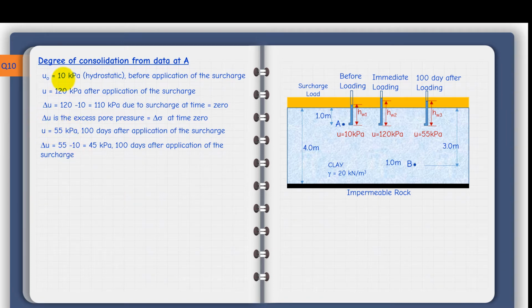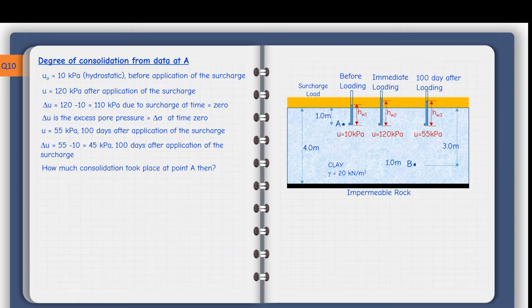So it's 55. Remember, we have a reference pressure here, 10 kPa. So the excess pore pressure is 55 minus 10. That's 45 kPa. Now I have several pieces of information. The excess pore pressure before anything was done is 0. And then the excess pore pressure immediately after the surcharge is 110 kPa. And then the excess pore water pressure 100 days after loading is 45 kPa. Let us see how we can use this information to get the coefficient of consolidation.